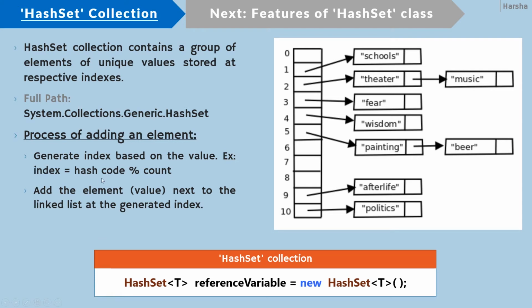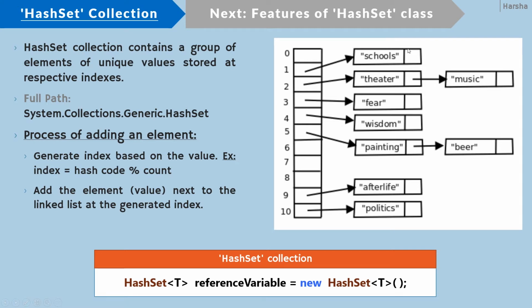It takes up the hash code of the particular string, for example, schools, and the hash code will be divided by the size of the internal array of the hash set, that is considered as count of the hash set. The result value is treated as index. For example, we got the index as 0. So in the index position of 0, the element will be stored.